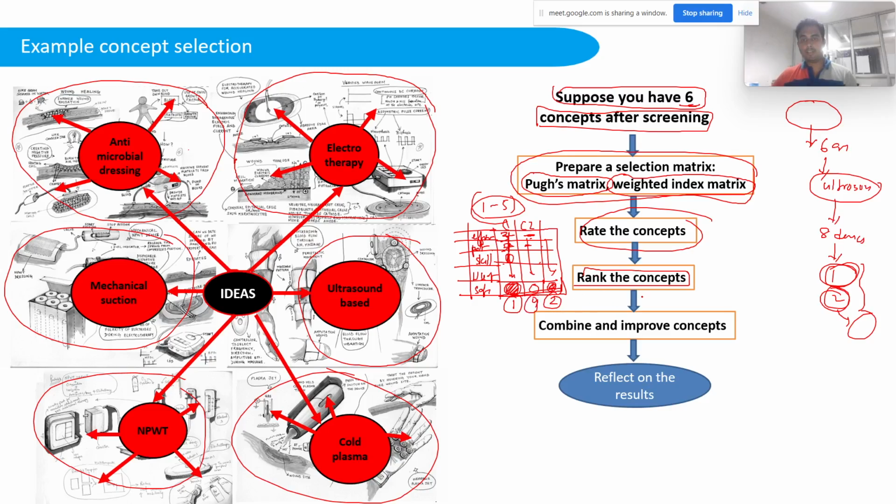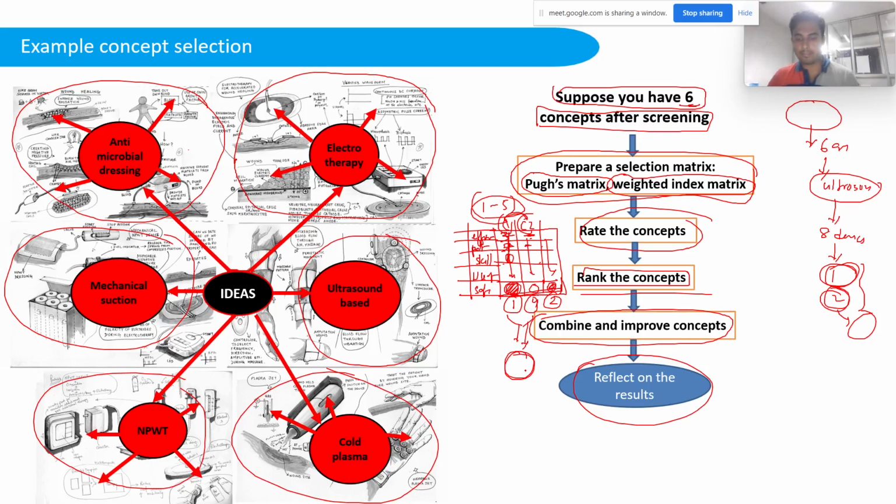And at the end of ranking, you can also see if certain concepts can be combined in order to arrive at a better concept. That also you can do. Then you reflect on the results and discuss them: in which way these particular concepts can be combined, and how they can be useful for this particular purpose.